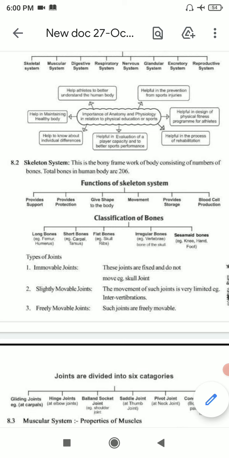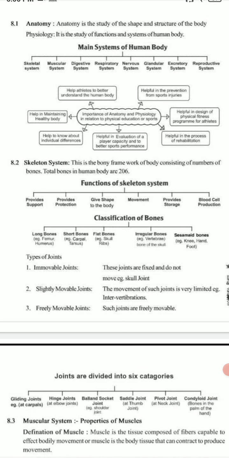Okay, is this clear? Classification of bones. First, function of skeleton system, and then next, classification of bones. Some functions of skeleton system: provide support, provide protection, give shape to the body, movement, provide storage, blood cell production. Then next, classification of bones: long bones, short bones, flat bones, irregular bones, sesamoid bones.